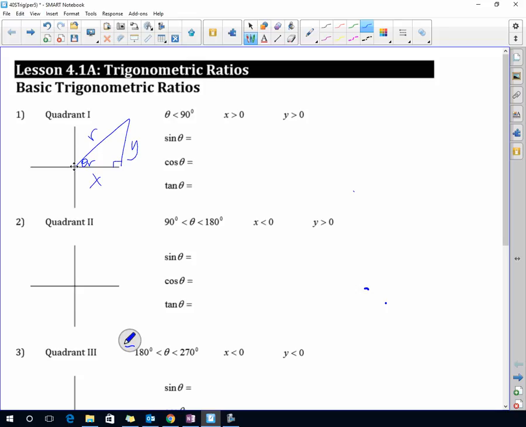Why is R always positive? It's a radius. It's a length of a line going from the center to the outside of the circle. It's always positive. You can never have a negative radius, right? So this is positive. Yes?